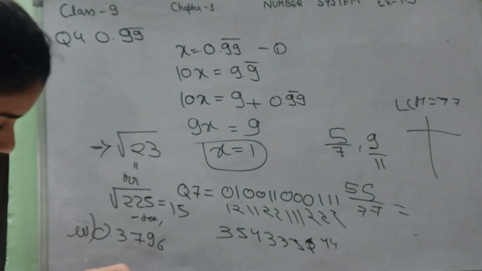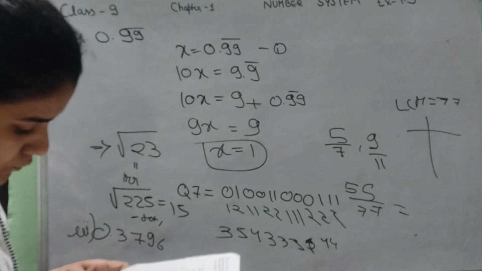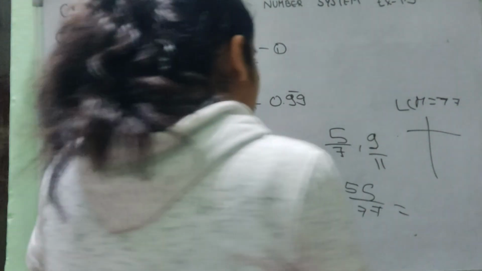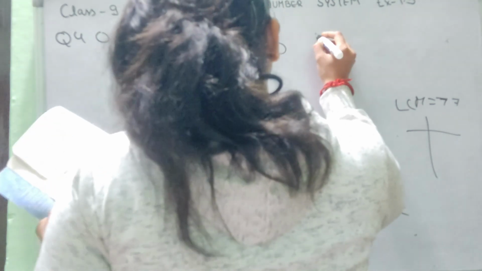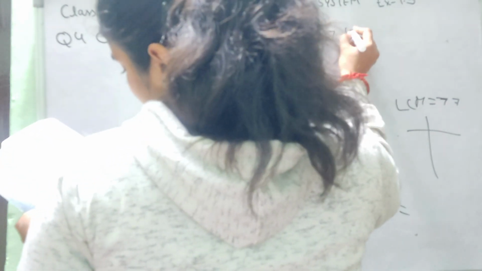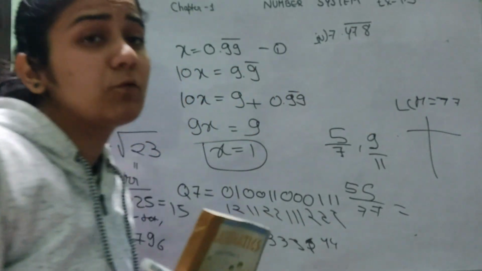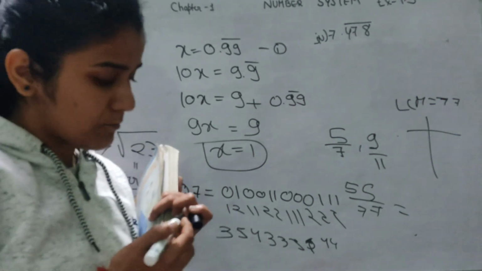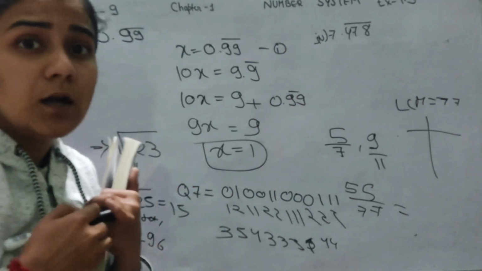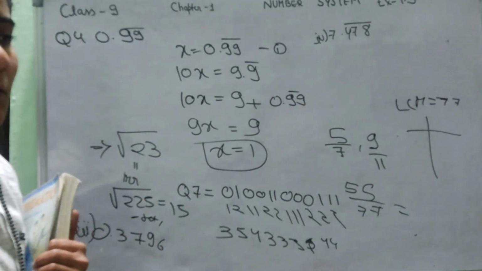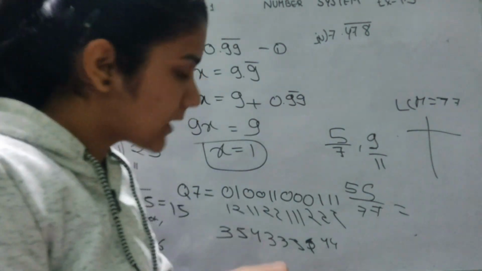रेशनल नंबर है। और कमिंग ऑन क्वेश्चन नंबर 4 विच इज 7.478, ओके 478 बार, तो इस पर बार लग रही है। So what it is? It is a rational number, but it is non-terminating but repeating.